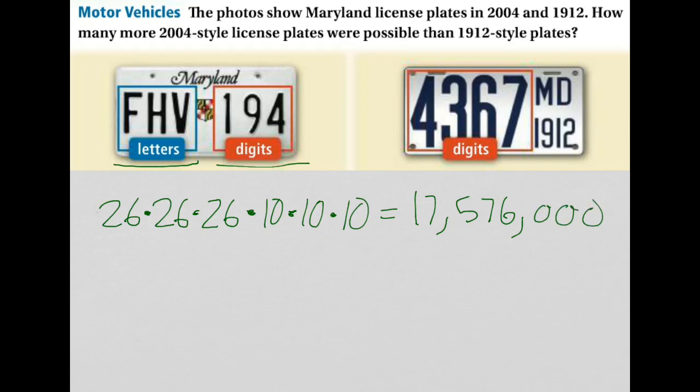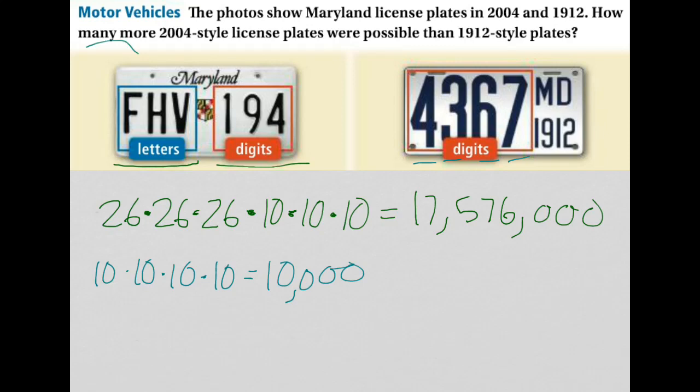options. And we need to compare that to the number of possible license plates in 1912. Well, for that, it's a little bit simpler of a calculation because we have 1, 2, 3, 4 digits, and that's it. So we have 10 options for the first digit, 10 options for the second digit, 10 options for the third, and 10 options for the fourth digit, and you should get 10,000 possibilities there.